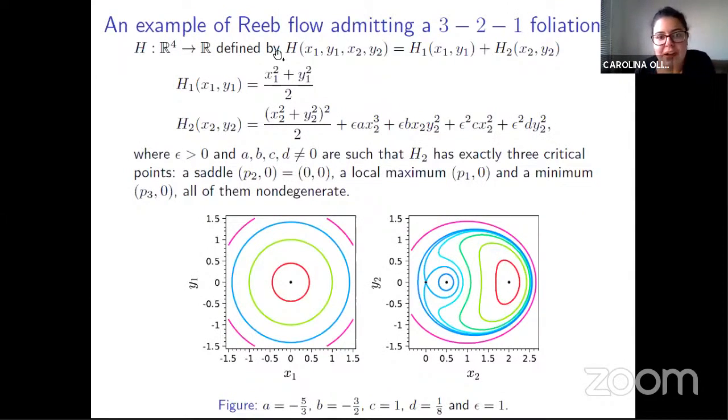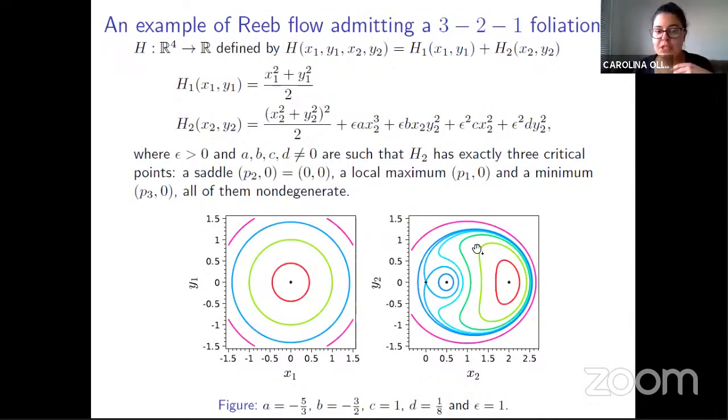So you consider this Hamiltonian. This is a somewhat simple Hamiltonian because it's separable. It's the sum of two Hamiltonians. The first one is defined like this. The energy levels are just circles. And the second one is defined like this. It depends on 5 parameters: epsilon, which can be considered very small, and A, B, C, and D.